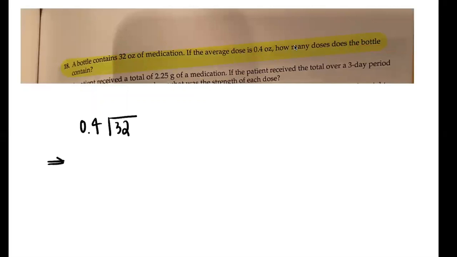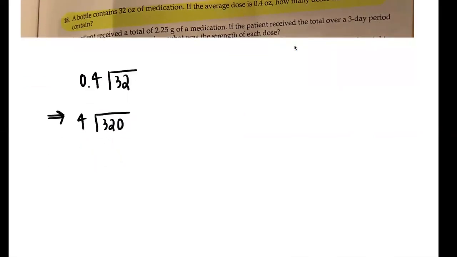So that implies in order for 0.4 to become a whole number, I just have to move it over once. But remember, I have to then mirror that on the inside. So then this becomes 4 dividing 320. Well, let's continue. 4 does not go into 3, but 4 goes into 32 8 times. 4 times 8 gives a product of 32 as well.